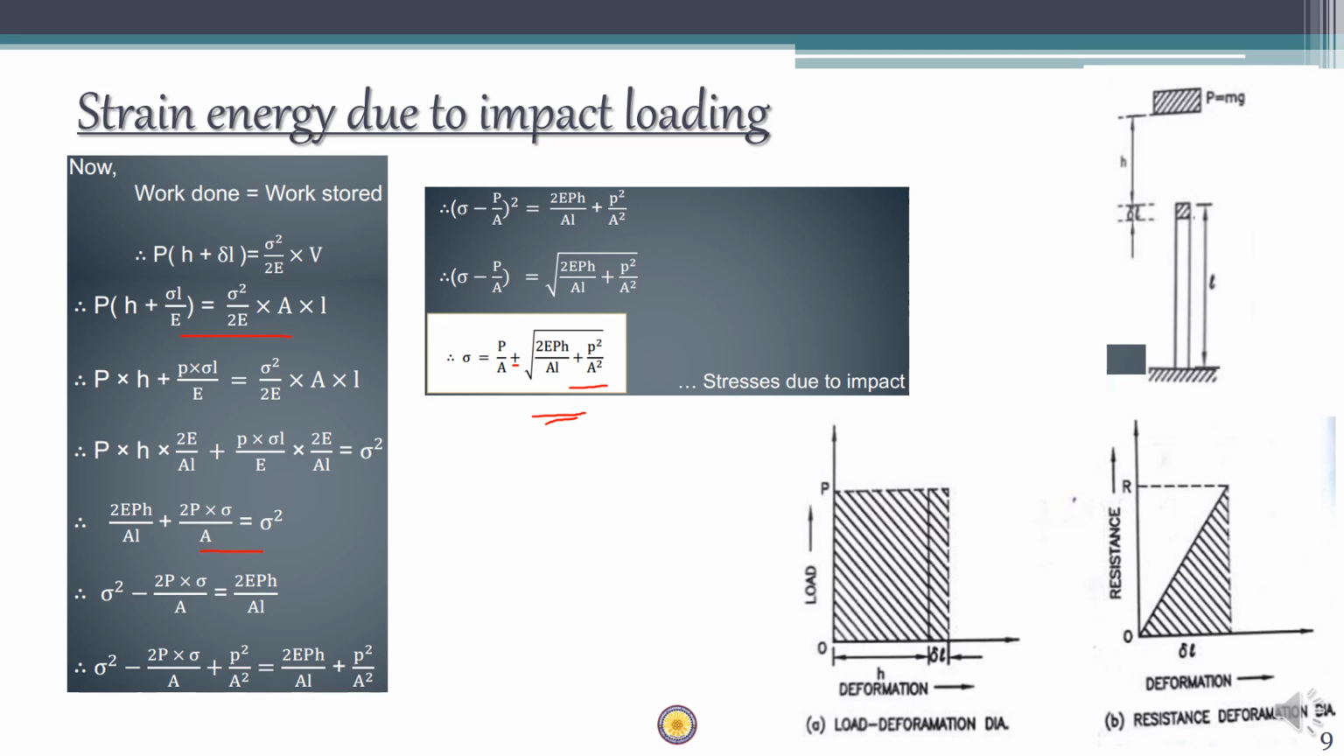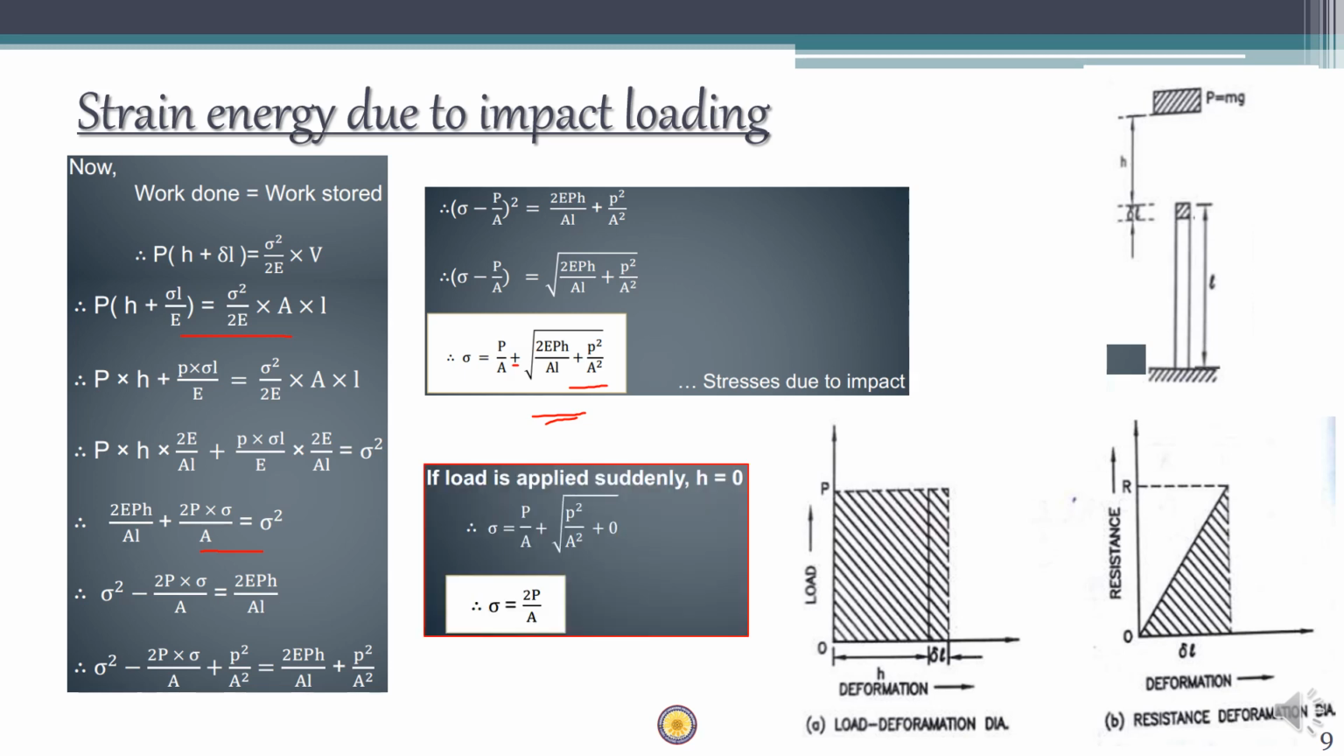I also already mentioned that impact loading is a special case of sudden loading. Only thing is, in sudden loading there is h equal to 0. So if you substitute h equal to 0, we have sigma is equal to P by A plus, this is 0, square root of P square by A square, which is again P by A, so 2P by A, right? So this was the case we obtained in the previous example.